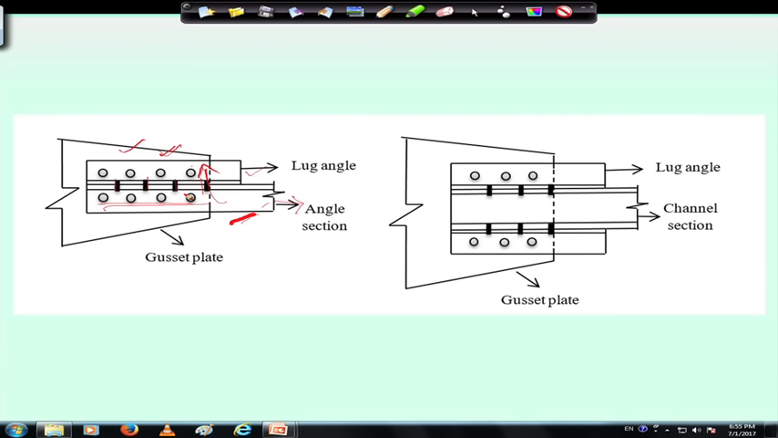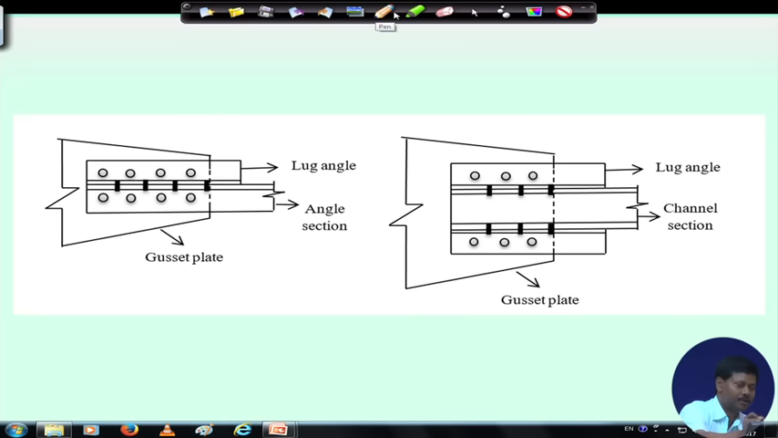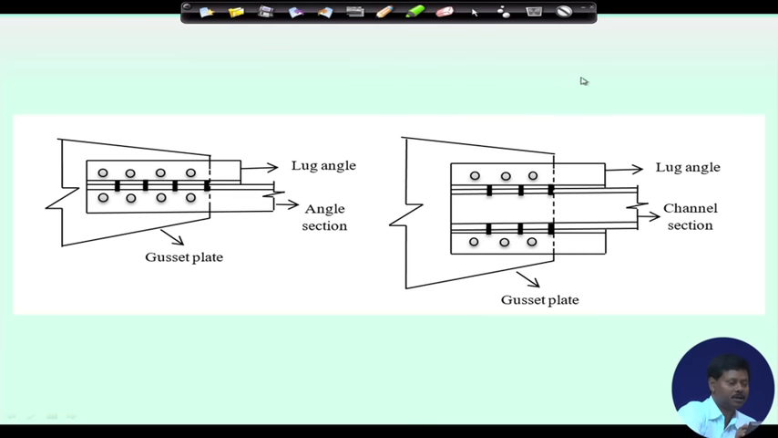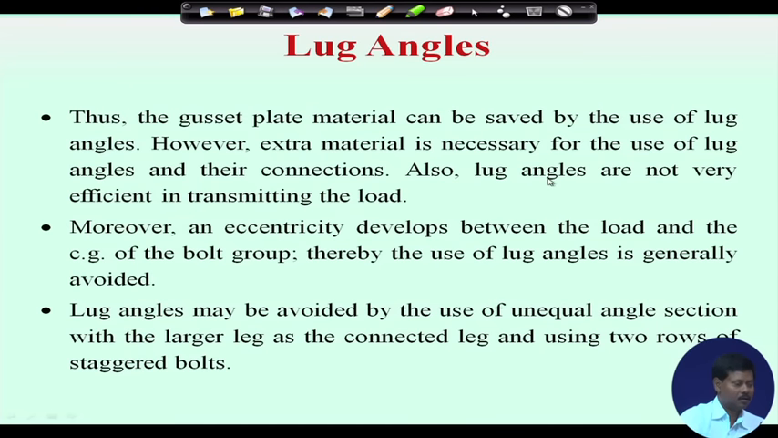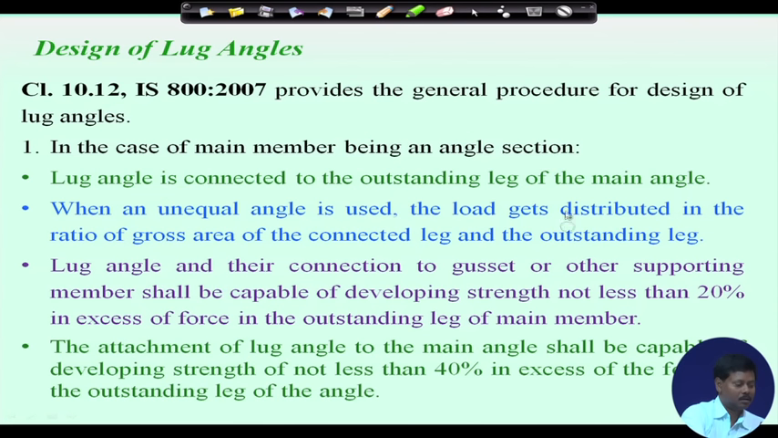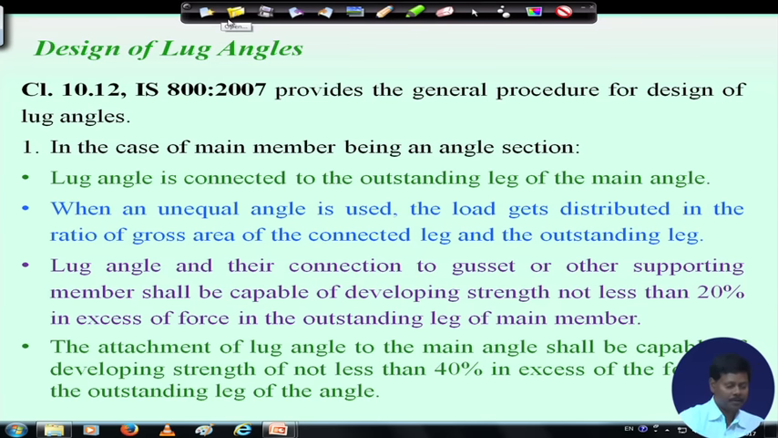So, before going to design and provide the codal provisions, once again I would like to discuss the details about the lug angles. In clause 10.12 of IS 800:2007, it provides the general procedure for design of lug angles. So, when we go for designing, we have to keep in mind these codal provisions.